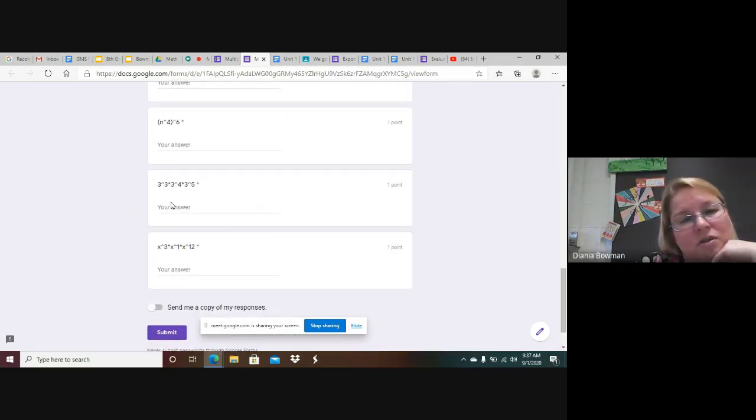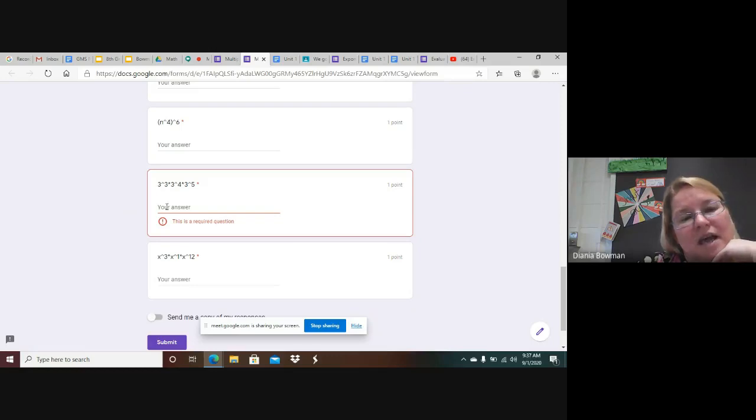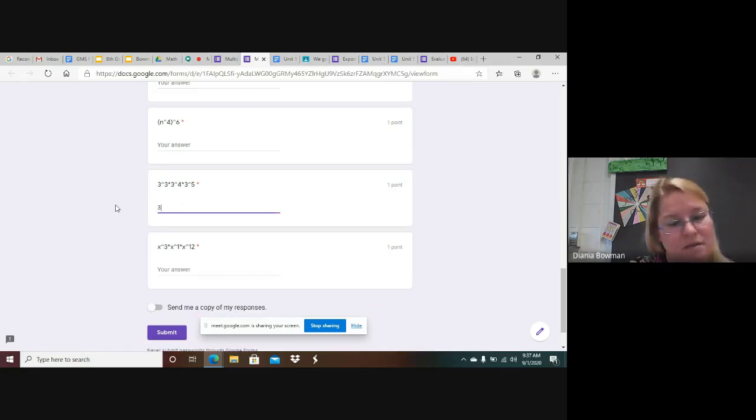This one, we're still multiplying. We've got 3 to the third times 3 to the fourth times 3 to the fifth. So we just have a little longer question. We're going to say 3 is our base. We're going to have the up arrow for exponents. And then our exponents are 3 plus 4 plus 5. 3 plus 4 plus 5 is 12. So 3 to the 12th power.